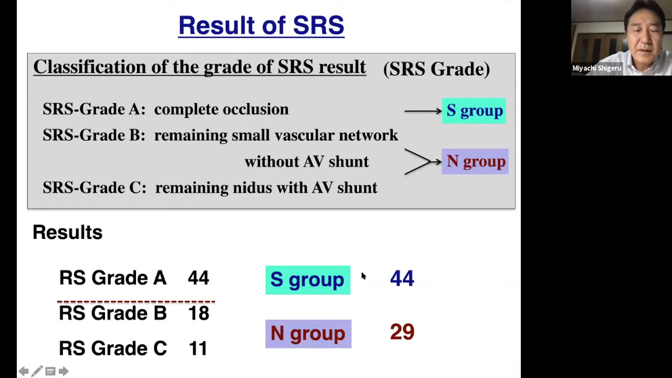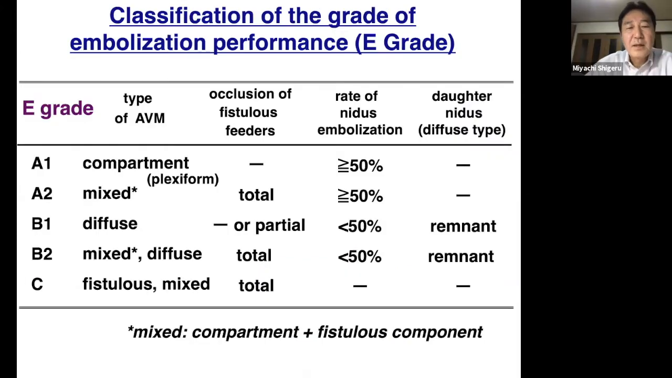So, according to this classification, 44 are successful and 29 are non-successful. We analyzed the cause, the important point that differentiates these groups, and so we checked the embolization grade.